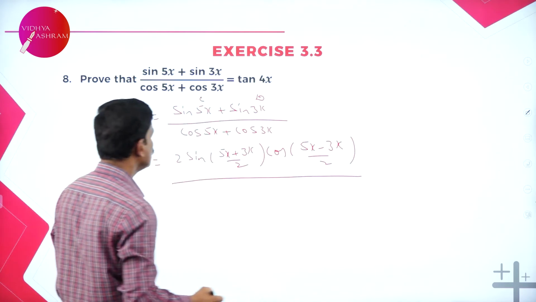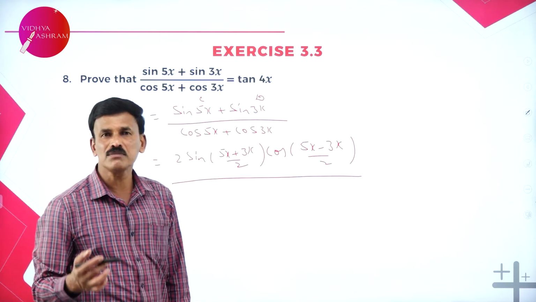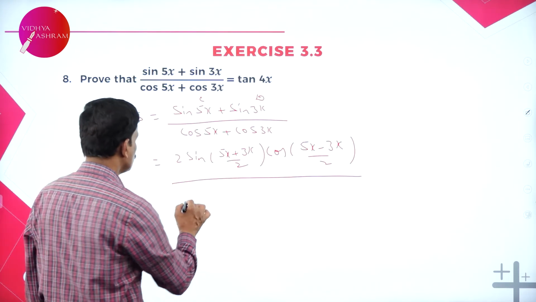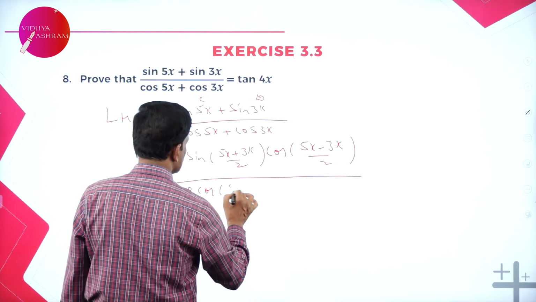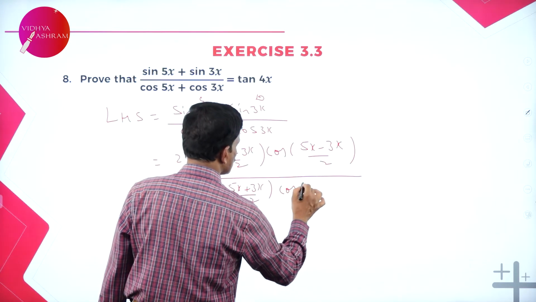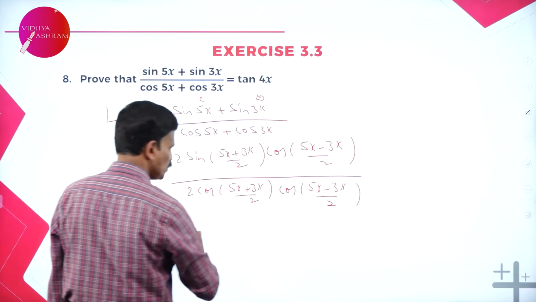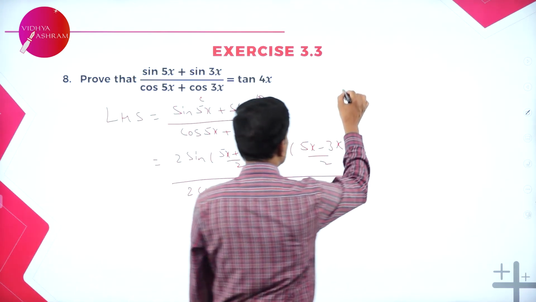Whole divided by. Now what is cos C plus cos D? Cos C plus cos D is equal to 2 cos of (C plus D) by 2 into cos of (C minus D) by 2. So this is 2 cos of (5x plus 3x) by 2 into cos of (5x minus 3x) divided by 2. If you want, you can cancel here itself or take one more step.